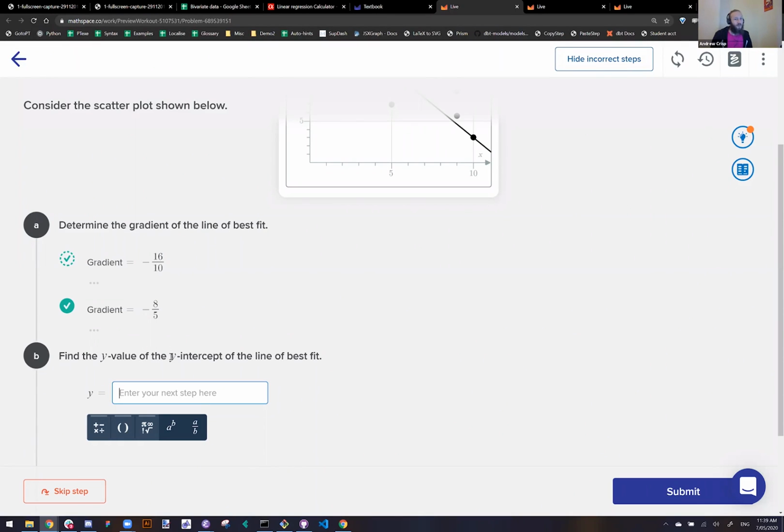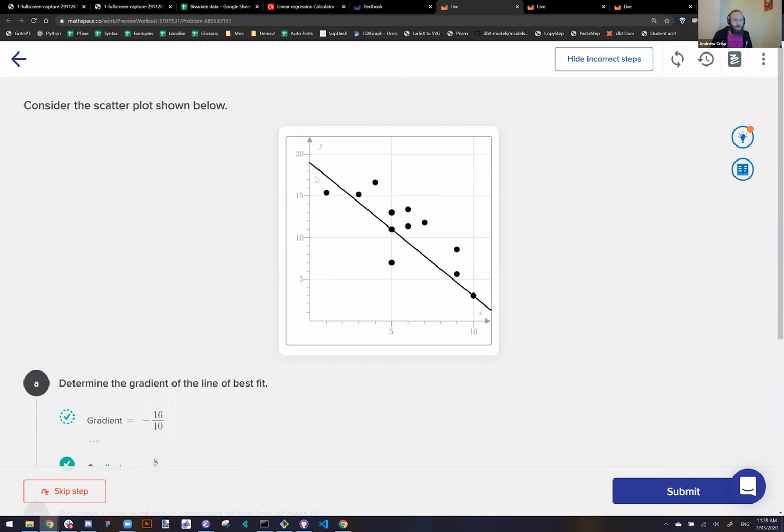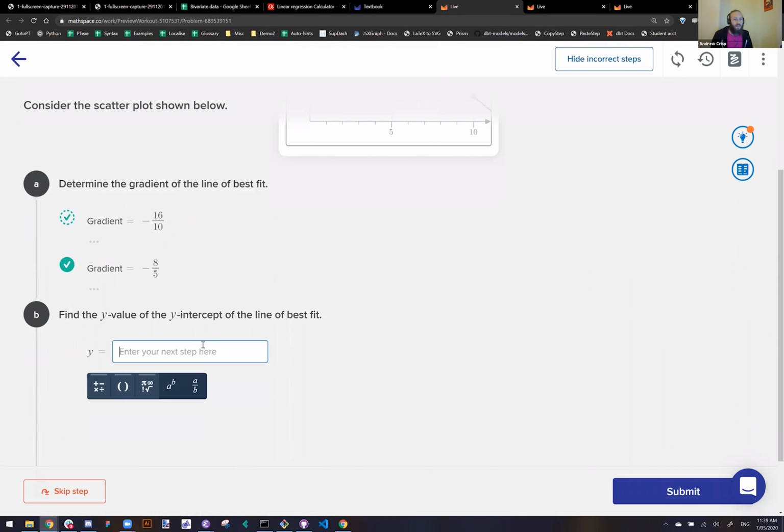Find the y value of the y-intercept of the line of best fit. That's this one up here. I already found it. So remember, a line is still a line. We might have used points to generate it, but it's still going to have a gradient, and it's still going to have a y-intercept. So for this particular question, the y value of the y-intercept is 19.